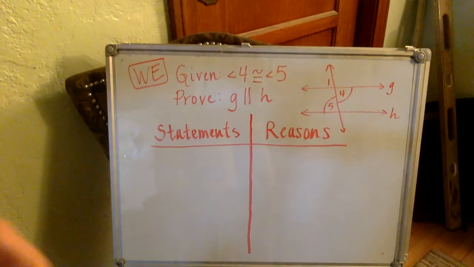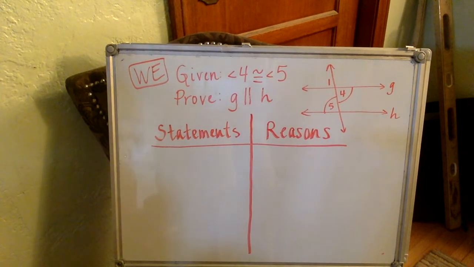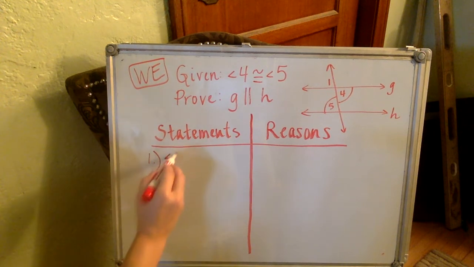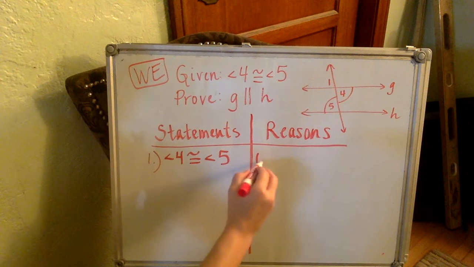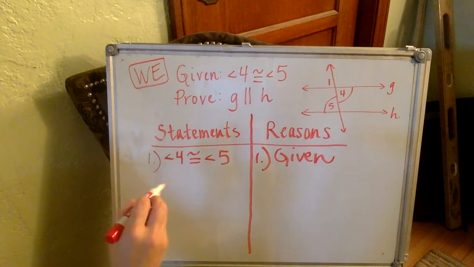All right, so let's take a look over here at a proof, okay? So to do a full proof here, we're given that angle 4 and angle 5 are the same, they're congruent. We want to prove that lines G and H are in fact parallel, okay? So remember, with these proofs, we always want to start with our givens. We were given that angle 4 and angle 5 are the same. Okay, so let's start there.